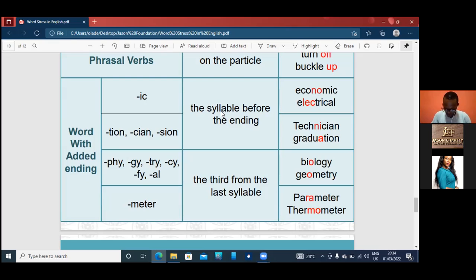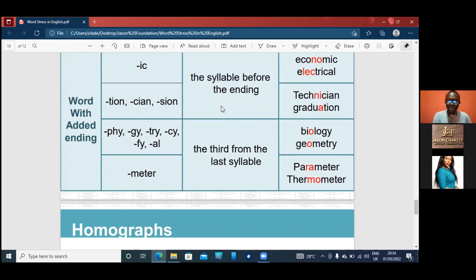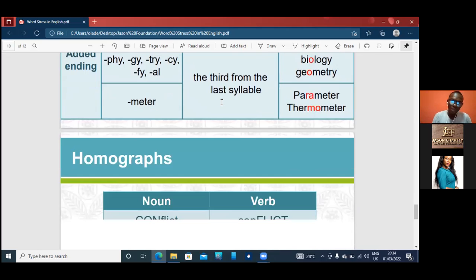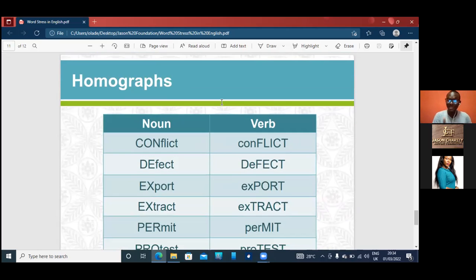Right. So move on. The same thing applies to meter. Now look at this. The same way, and we already talked about this. We talked about this earlier, that if such words are what? Nouns, you stress them on the first syllable. If they are verbs, you stress them on the what? Second syllable. Okay, so here you have conflict, conflict.